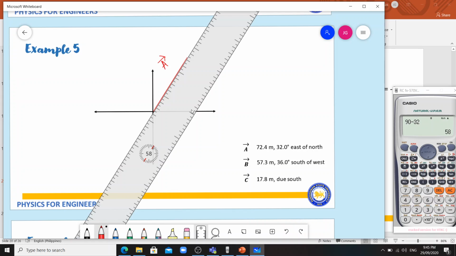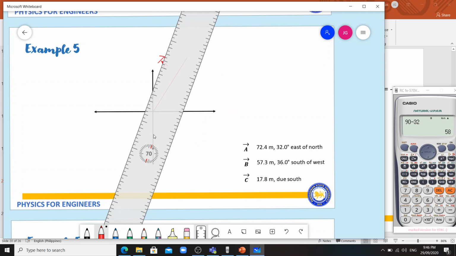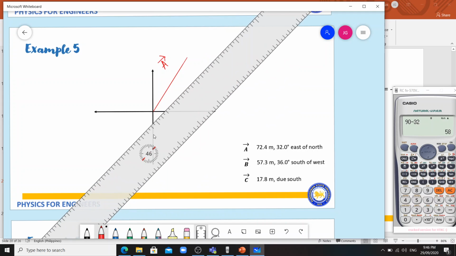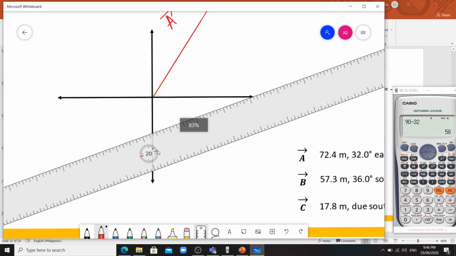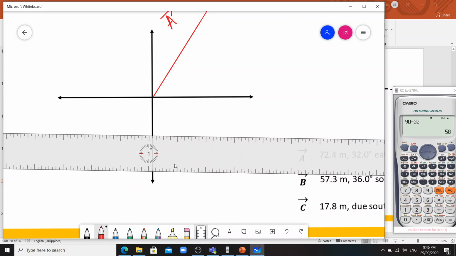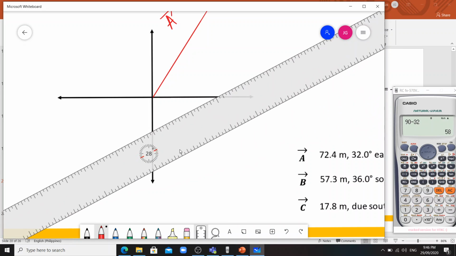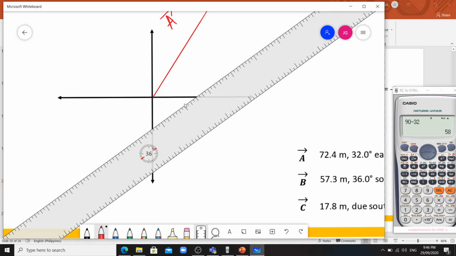Yung vector B ay 36 degrees south of west. South of west. Going to the south from west. Okay? So, 36 degrees. So, ang angle niya is from this one. Okay. Ang iano natin dito is 36.